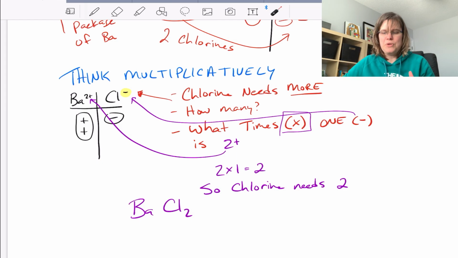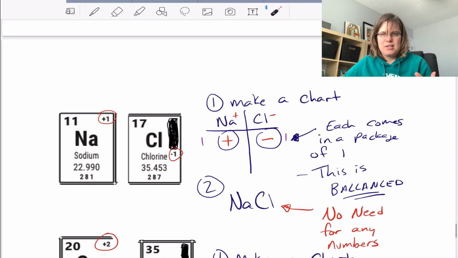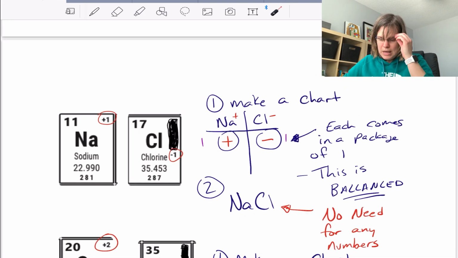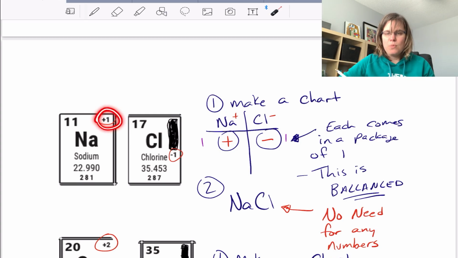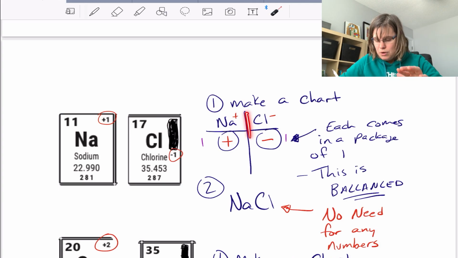That might have been super confusing, so we need to just practice this stuff in order for you to get it. So here's another one. Sodium and chlorine. First thing you look at, +1 in the corner for sodium. You've got to make a chart. Always the rule. So here's the chart coming on in. We put a plus right underneath the sodium. Chlorine has -1 right here. So we put a negative underneath that one.